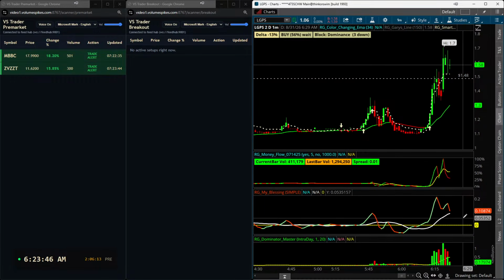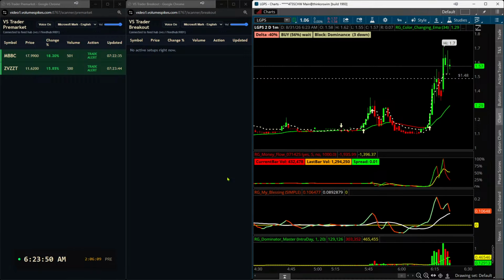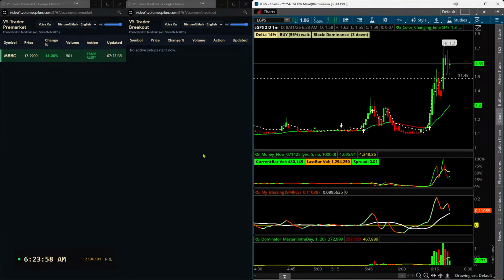Pre-market trade alert. ZVZZT. That is a test symbol. I heard you could trade it. I've never traded it. But why would you trade something that has no value?